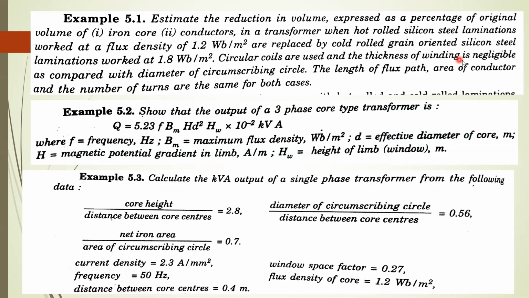And thickness of the winding is negligible as compared to the diameter of the circumscribing circle. So we can ignore the thickness of the winding. The length of flux path, area of conductor, and the number of turns are the same for both cases. So keep this in mind. And then let us move to the whiteboard.